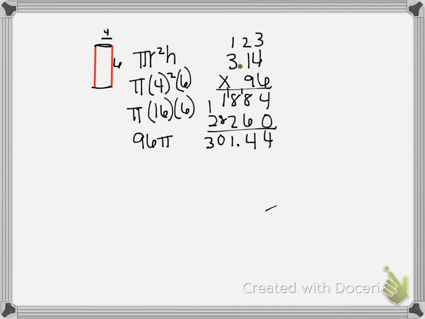So this is why on your tests, if the answer is 96 pi and you just write 96, it's counted wrong, because 96 pi is actually 301.44 units, where 96 is nowhere close to that. So that's why this actually says 96 times pi. Therefore, these are equal, but just not 96.